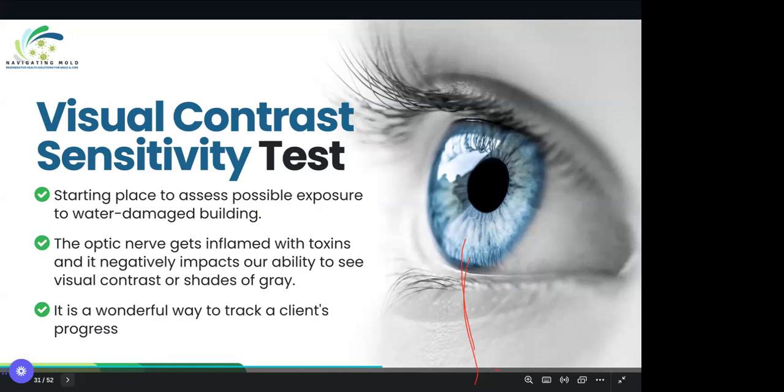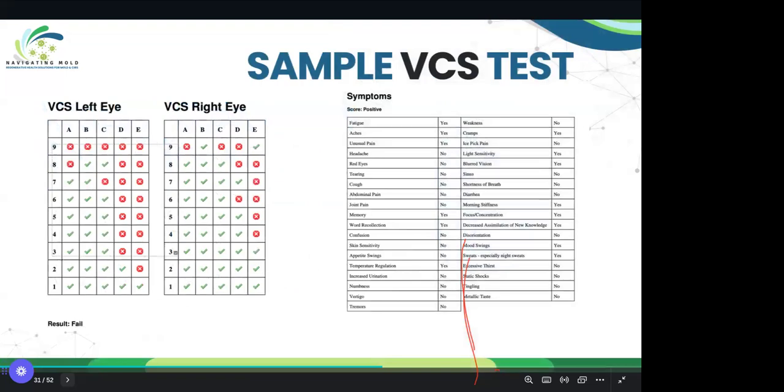And it's a great way, if somebody thinks they're re-exposed to mold, to go home and take the test. And if they did worse, and Bobby's going to go over this, it's just a wonderful tool. So this is just a quick look at what you would get when you do the test online.